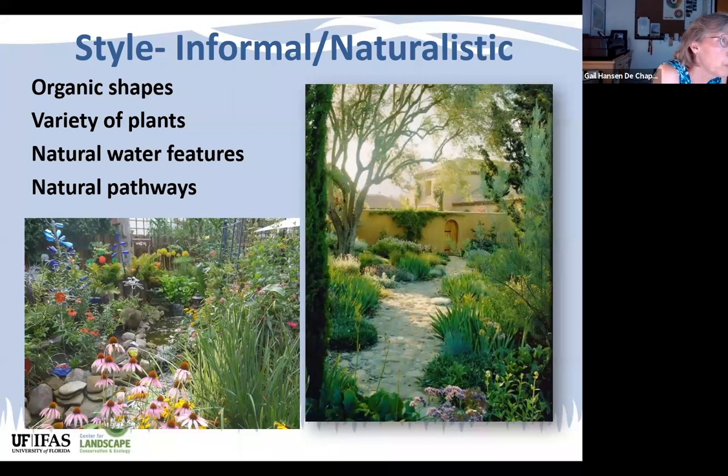In your informal or naturalistic garden, you're going to have more organic shapes. You're going to have a greater variety of plants that might seem to be more randomly placed, but they're not really. You still want to have repetition in your plant placement. You might have some natural water features. And then your pathways are going to look a little bit more natural, more meandering and more organic.